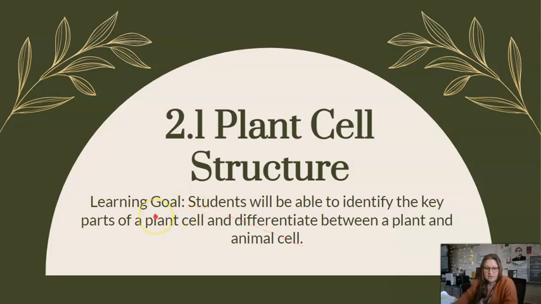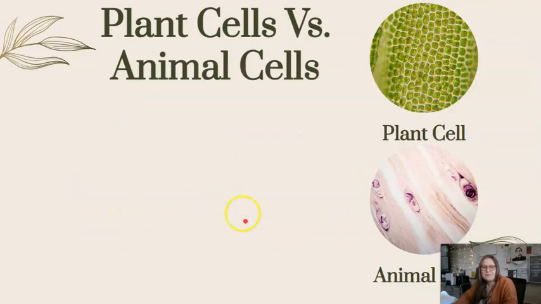So the learning goal here is that you'll be able to identify the key parts of a plant cell and differentiate between a plant and an animal cell. You should have learned this in biology, but we're going to go over it again. All right, so first, plant cells versus animal cells.